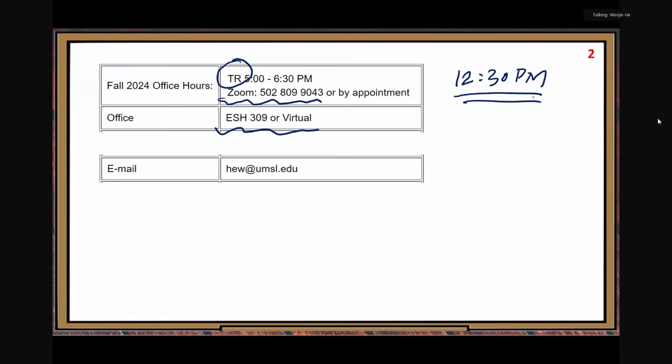Email. Some students want to send me email. This is my UMSL email address. But I recommend you use the Canvas inbox to send messages to me. That's better than this way. Let me explain the reason.